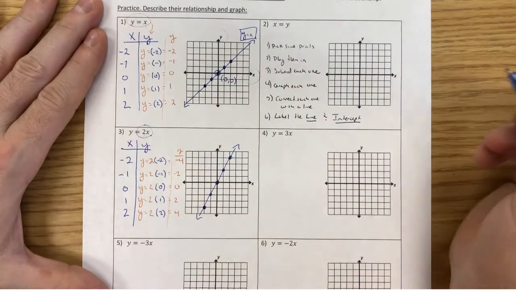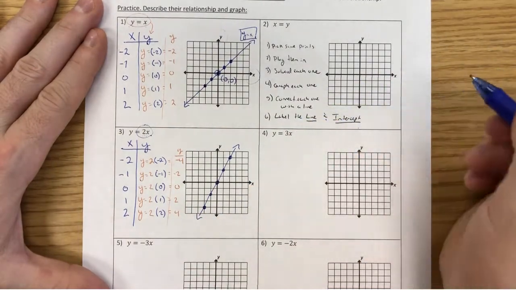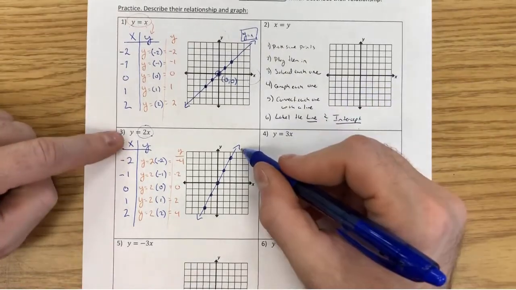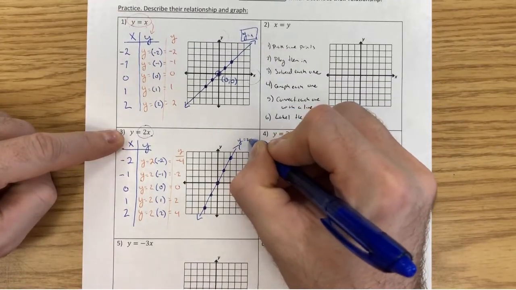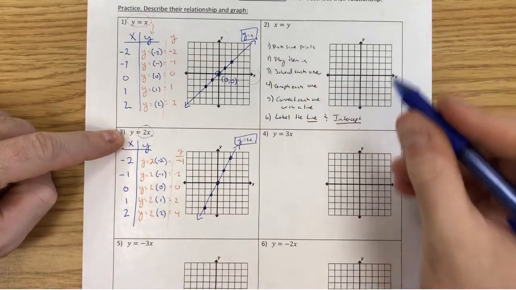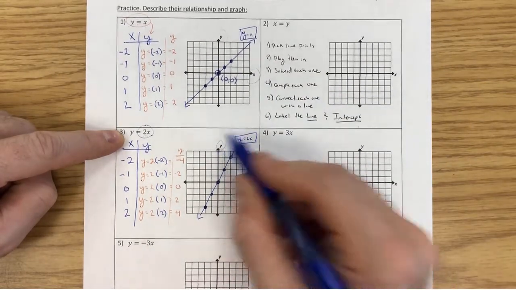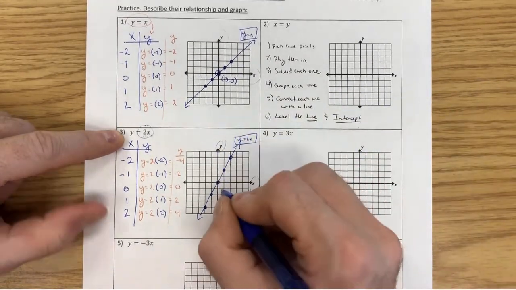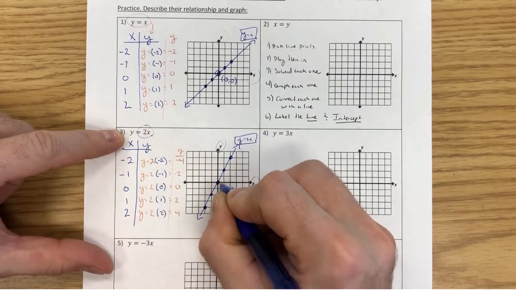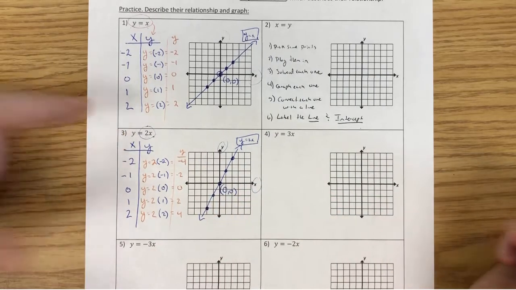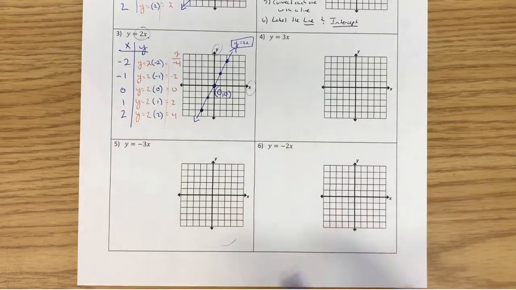I'm going to connect each point with a line. Then I'm going to label the line and the intercept. This line is called y equals 2x. It's the name of it. And I'm going to find where it crosses the axis, which is right here at 0, 0. There we go. So knowing what we know, I want you to pause the video, try number 5, and see how you do. Unpause it when you're done, and see what you did.